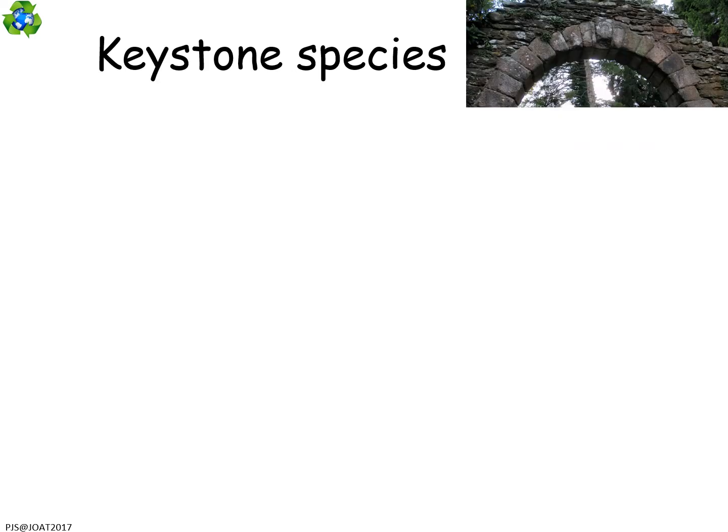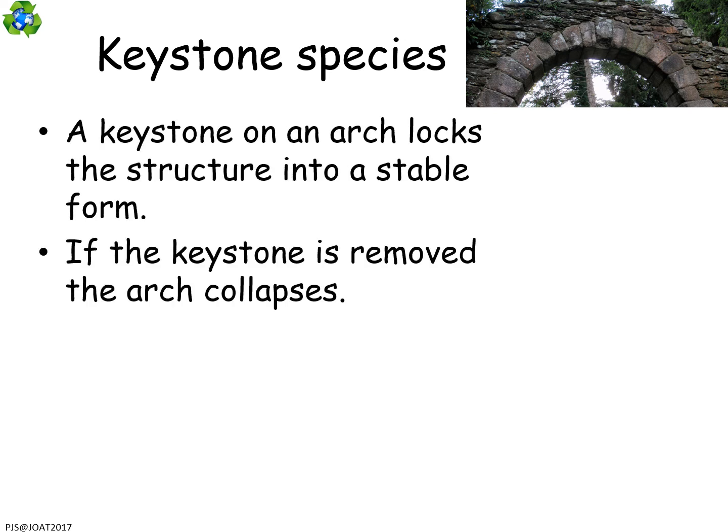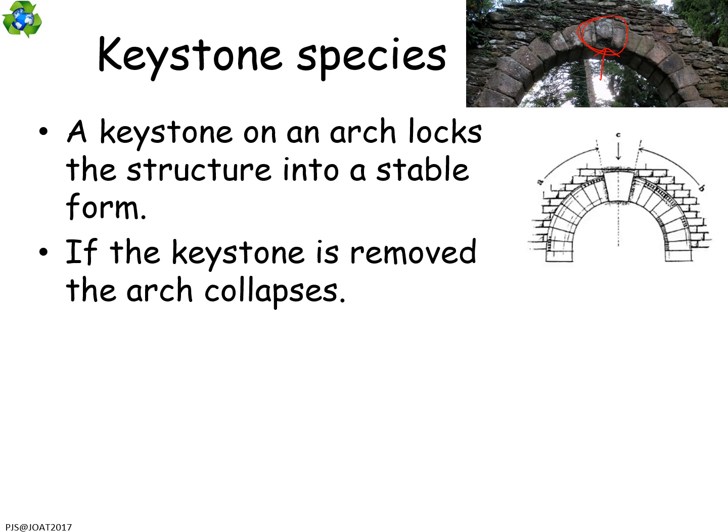The last concept I want to look at in this particular set of slides is the keystone species. So a keystone is a point at the top of an arc, this one here. Once you have that keystone in, then the arc is completely stable. If you take that out, the whole thing collapses. That keystone is essential to actually keeping the structure.